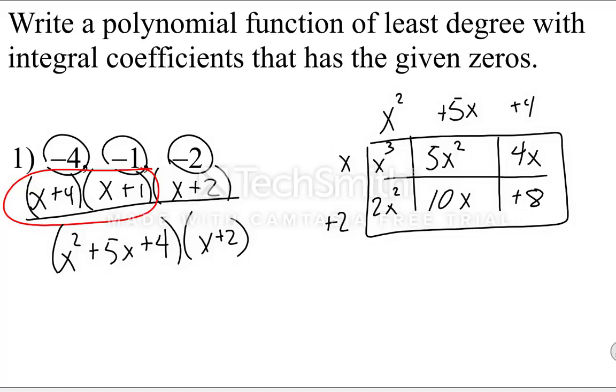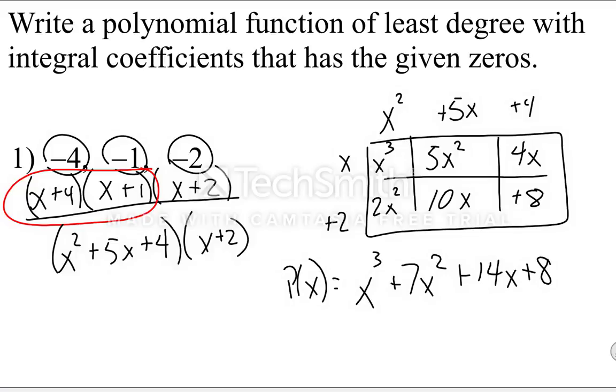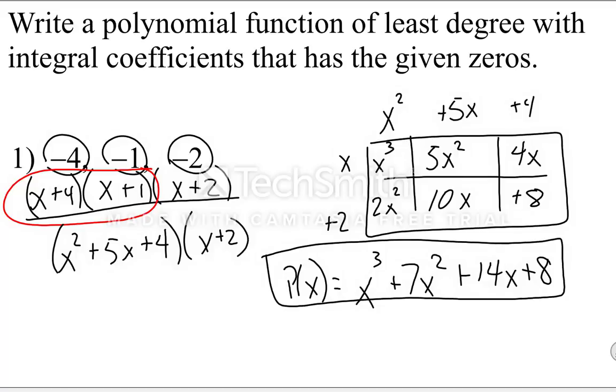Now I just want to take that stuff out of the box and rewrite it, combining like terms. So I get x to the third plus 7x squared plus 14x plus 8, and p of x is equal to that. So that is what I get for the first problem there.